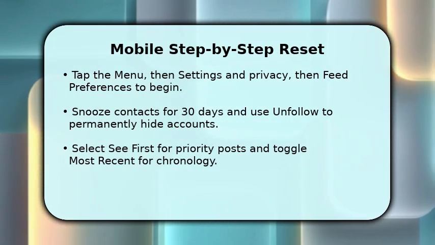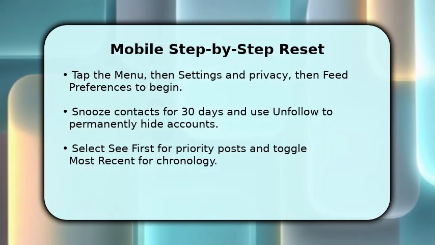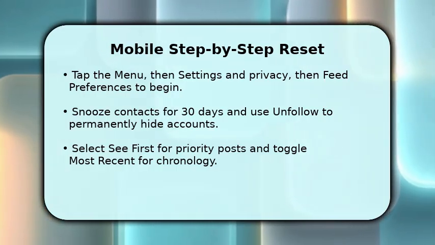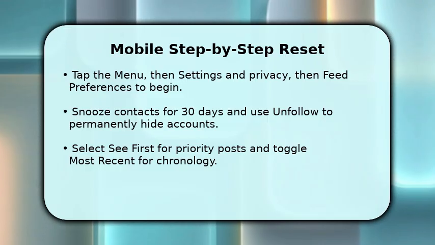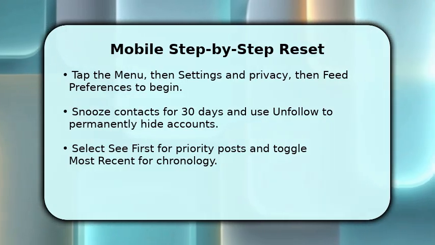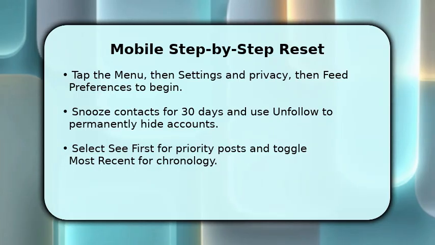On mobile, tap the three-line menu at the screen corner to begin. Scroll to Settings and Privacy, then open Feed Preferences from the list. Tap Unfollow to remove people or pages you no longer want to see.